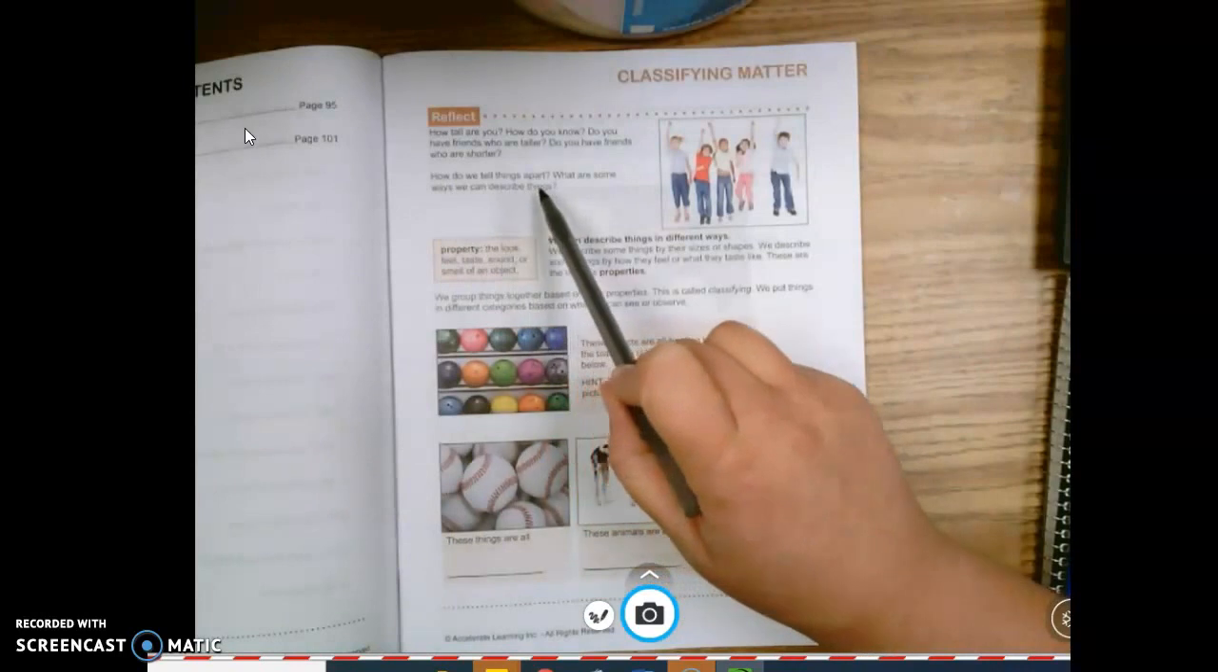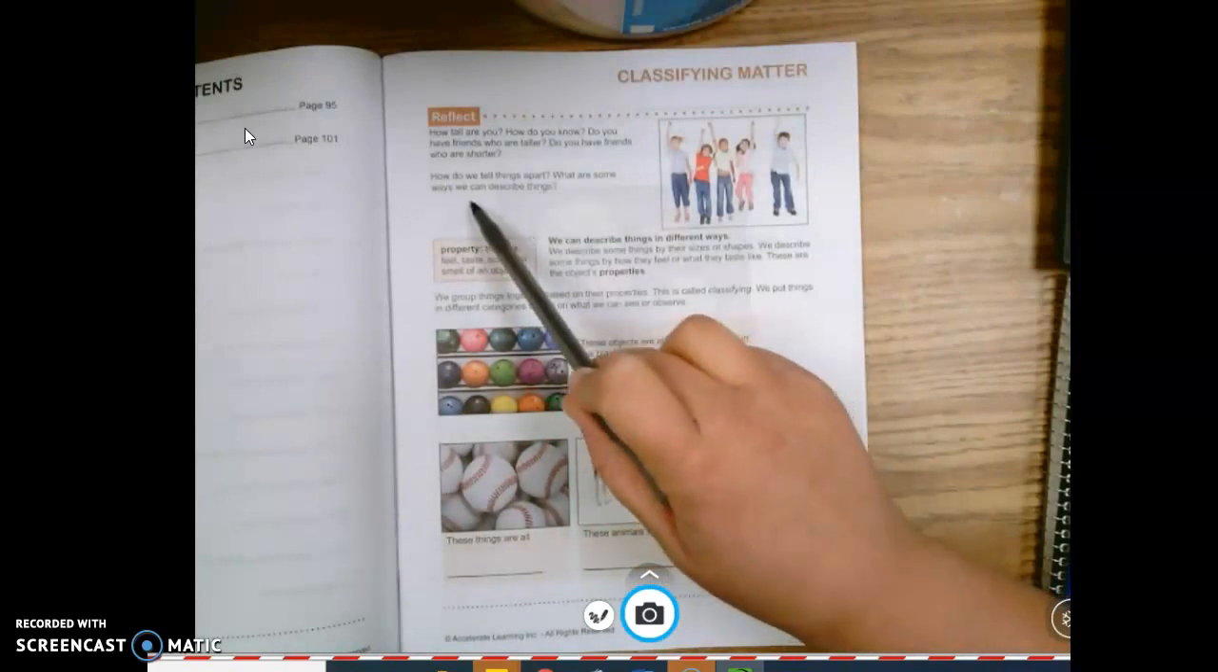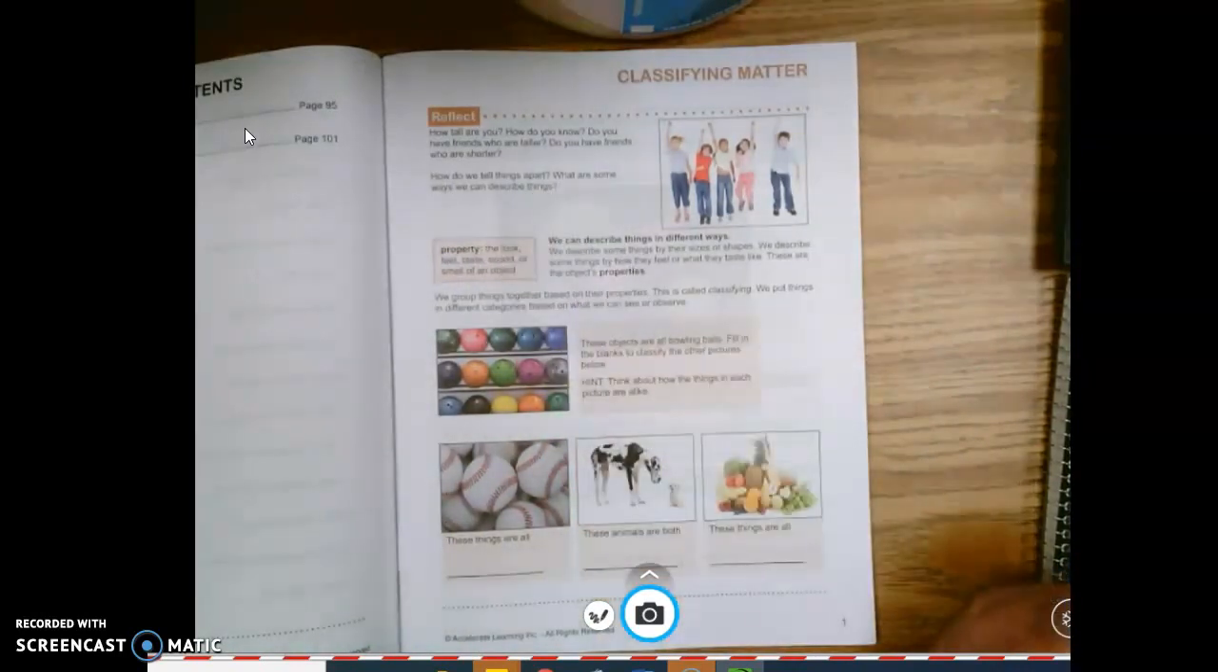How do we tell things apart? What are some ways we can describe things? So when things are the same, that means they look the same or they feel the same. And then when we tell things apart, that means they're different. So how can we tell when things are different? And what kind of words can we use to describe them?